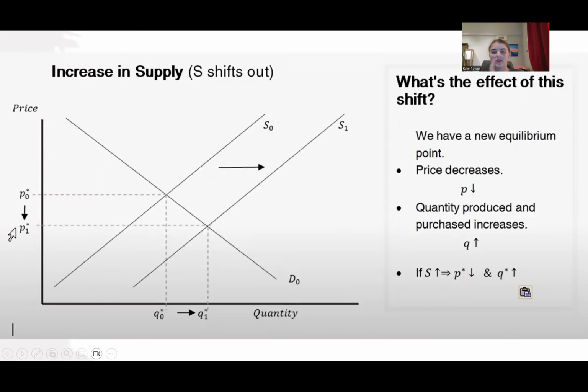So what happens to price and quantity itself? In this case, we have an increase in supply, which is going to decrease price, and quantity produced and purchased are increasing. So if supply goes up, price goes down, quantity goes up. If we have the opposite, supply goes down, price will go up, and quantity goes down. These work in that inverse relationship, that opposite relationship.